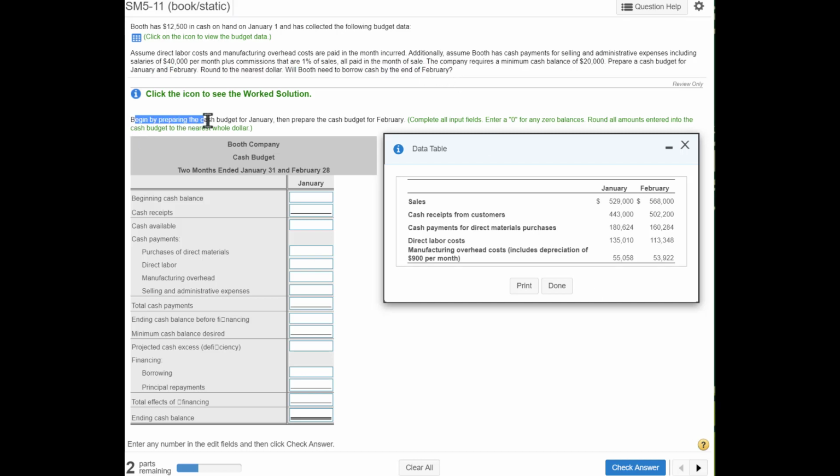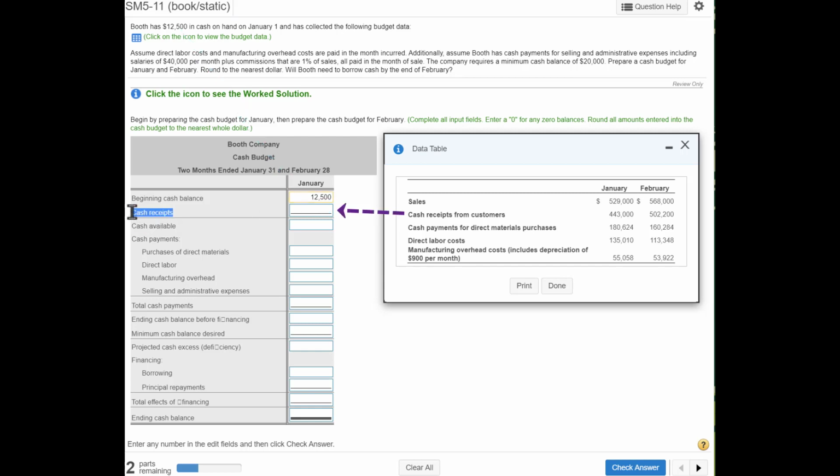I'll begin by preparing the cash budget for January, and then we will do the cash budget for February. Complete all input fields, enter a 0 for any balance, and again, round all amounts entered in the cash budget to the nearest whole dollar. So we need to start with January. And our beginning cash balance is $12,500.